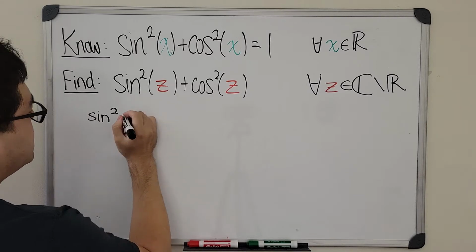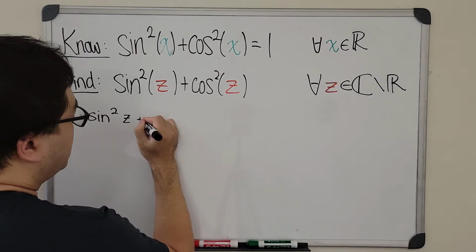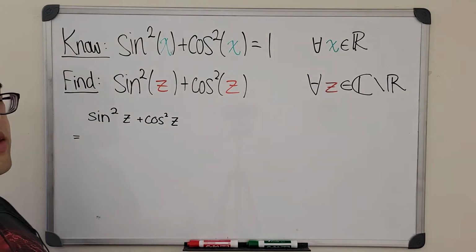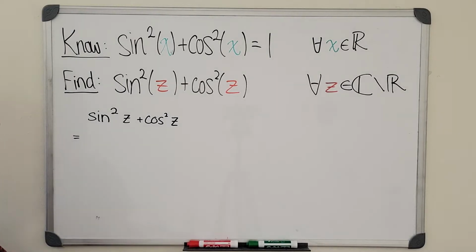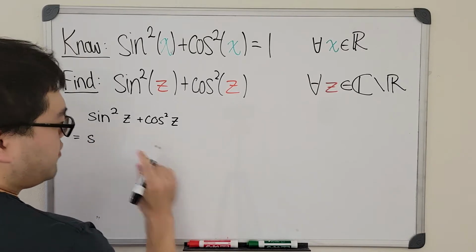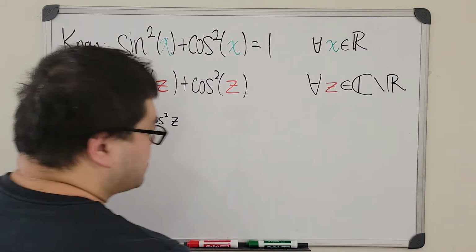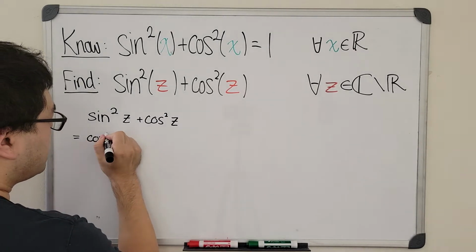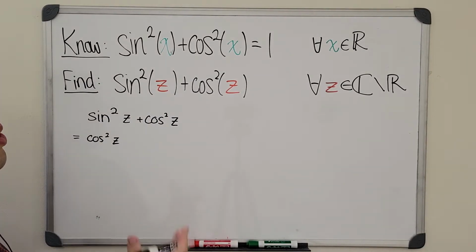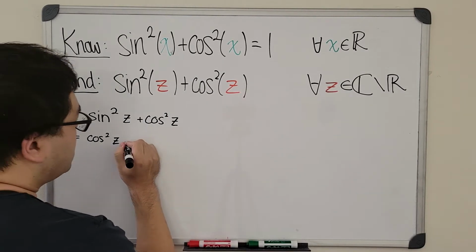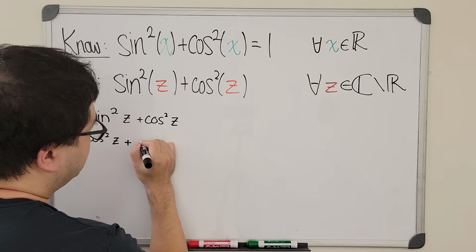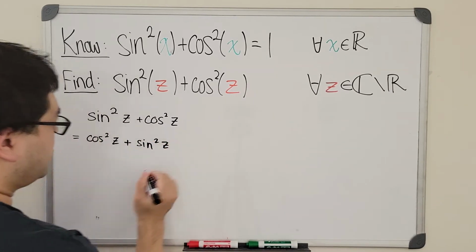Starting off with sine square z plus cosine square of z. Keep in mind z is a complex number, or actually a non-real number. So what can we do? First we can rewrite the order into cosine square plus sine square. Now, we don't want to say that is 1 yet because we actually don't know whether it's true or not. So here we get cosine square of z plus sine square of z.